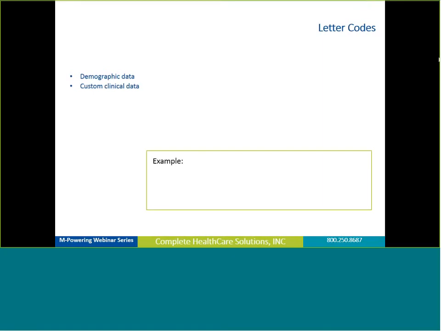And last but not least, we have our letter codes. Letter codes pull in all the demographic data into a note and custom clinical data. The list of all the letter codes that can be used within the software can also be found within the help guide. Our letter codes are always going to be surrounded by the pipe, and it will always be listed in capital letters. It is very important that the letter code is typed in exactly as it is listed inside of the help guide.